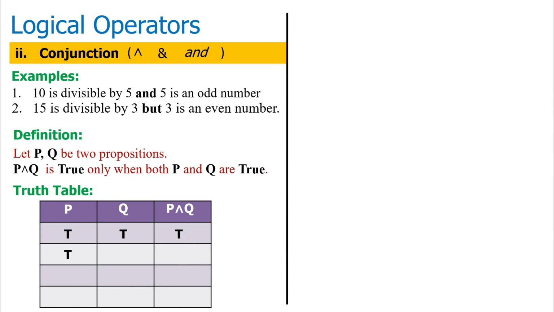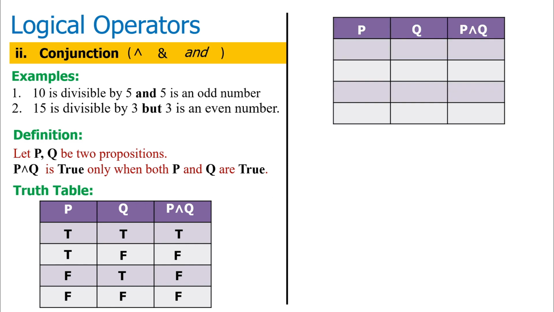If P is true, Q is false, then P conjunction Q will be false. If P is false, Q is true, then P conjunction Q will be false. If P is false, Q is false, then P conjunction Q will be false. From this table, we can easily observe that P conjunction Q is true only when both P and Q are true. The same table can be represented by using the numbers zeros and ones.